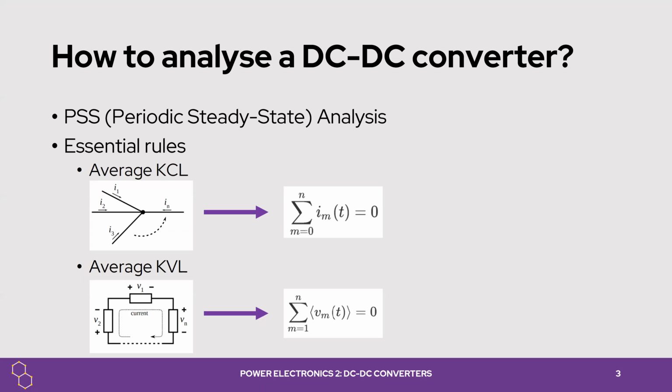Our second rule is Kirchhoff's voltage law. Again, as can be seen on the illustration, this rule essentially implies that the sum of the average voltages in a mesh, this loop is called a mesh, is 0. So you can see the mathematical formulation here as well.